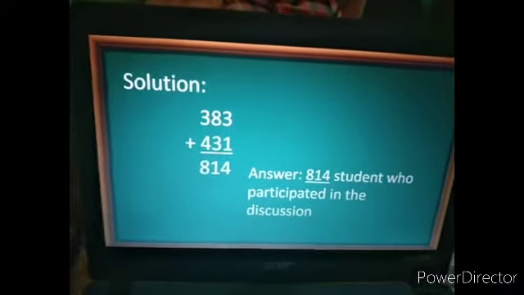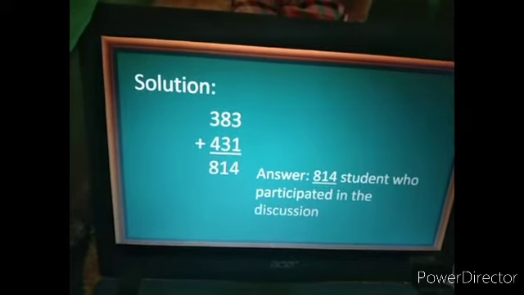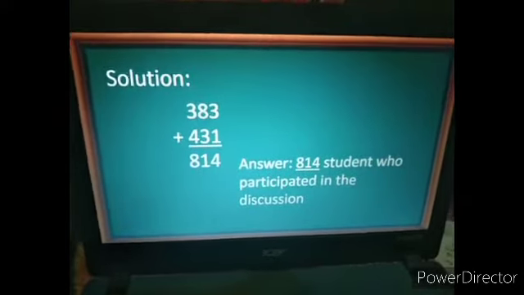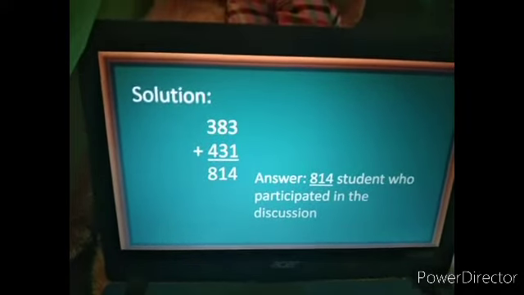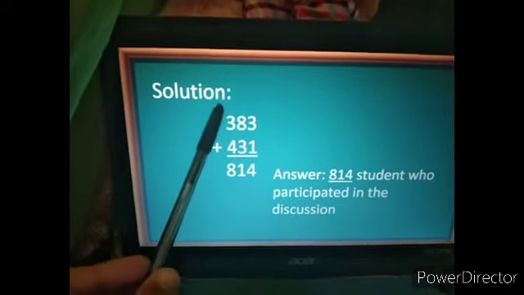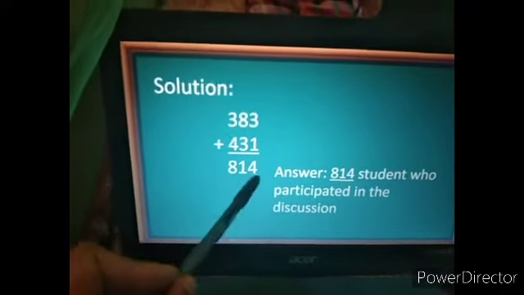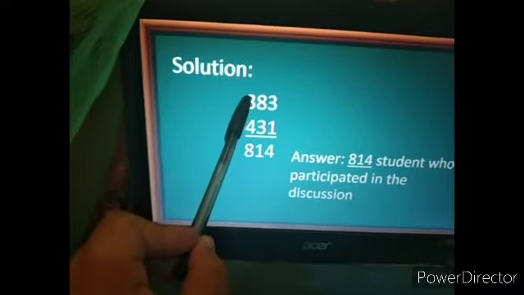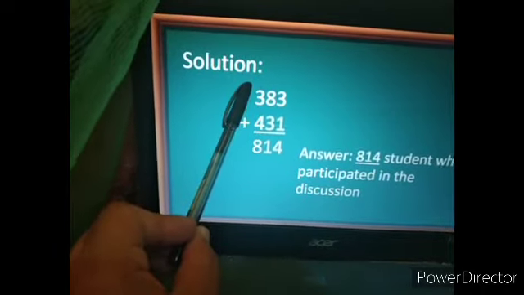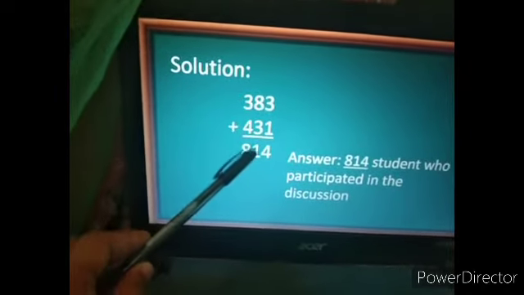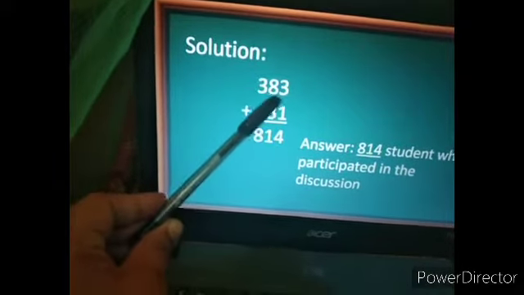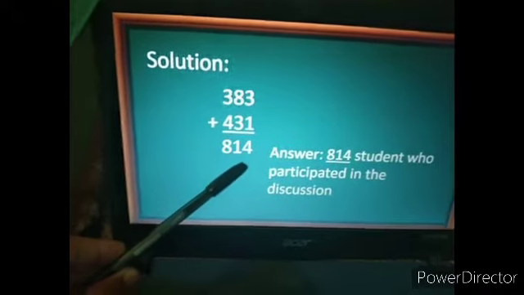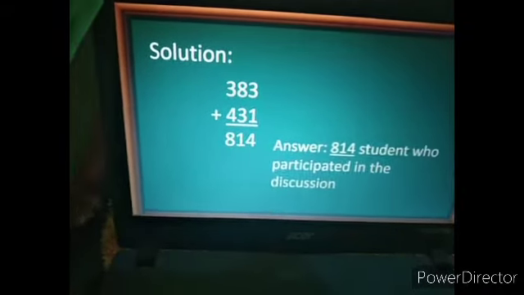We have 383 plus 431. 3 plus 1 is equal to 4. 8 plus 3 is equal to 11, so we put 1 here on top of the 3. 3 plus 4 is equal to 7, plus 1 is equal to 8. And the answer is 814 students who participated in the discussion.